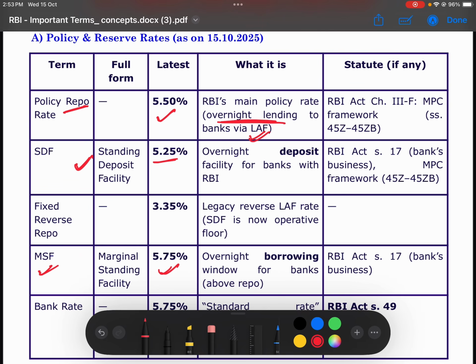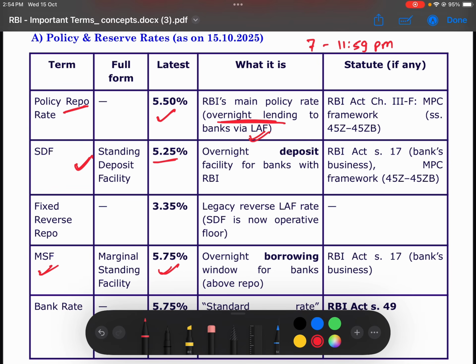Now the question will arise: if banks are able to borrow at the rate of 5.5%, then why will they go for 5.75%? If banks are able to borrow at repo rate, then why will they go for MSF? The thing is, repo mainly runs in the daytime of LAF windows, while MSF is available at the end of the day from 7 p.m. to 11:59 p.m. You have to remember this time also, 7 to 11:59 p.m.